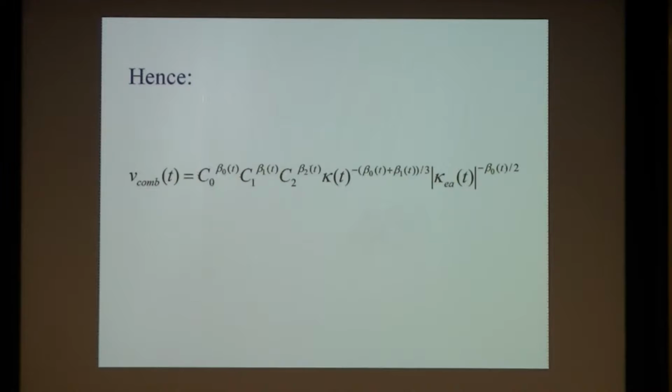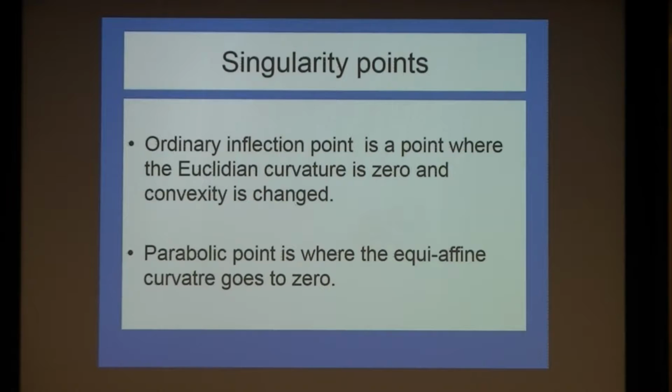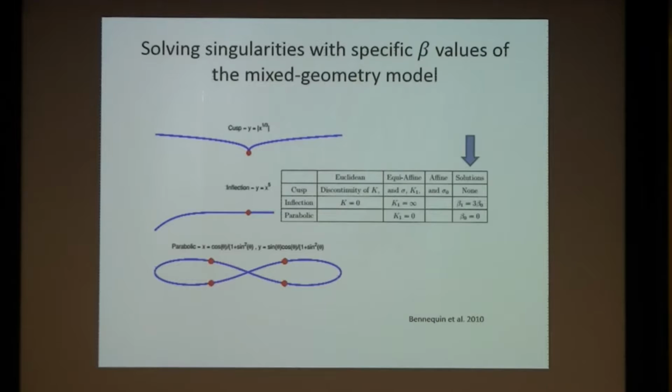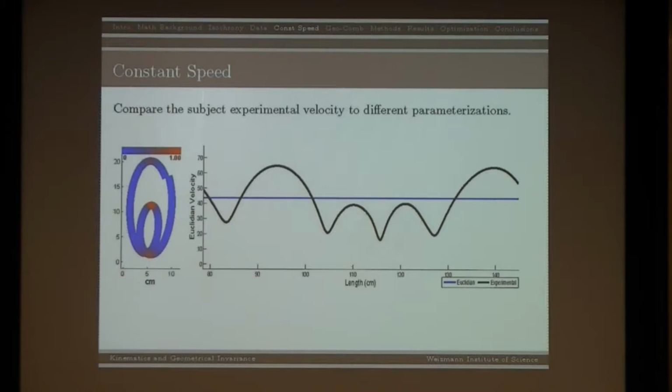And we have a prediction of the velocity. We can also treat singularity points. Singularity points are points where we have either an inflection point, zero curvature, or zero equiaffine curvature. Affine curvature, we'll skip that. And then we use that model to account for what people are doing in either locomotion or drawing.